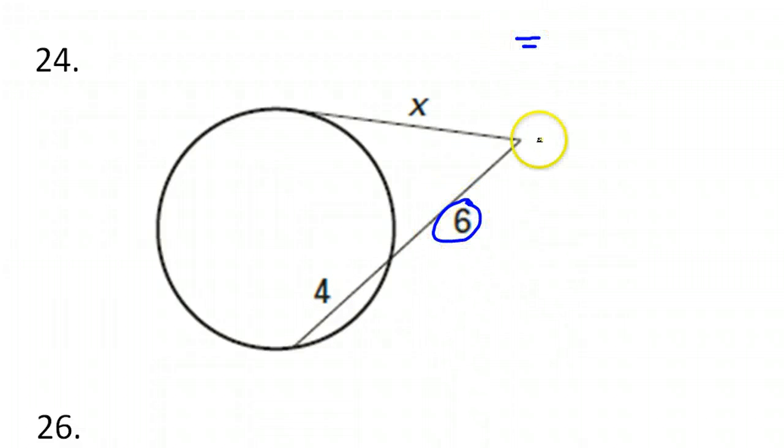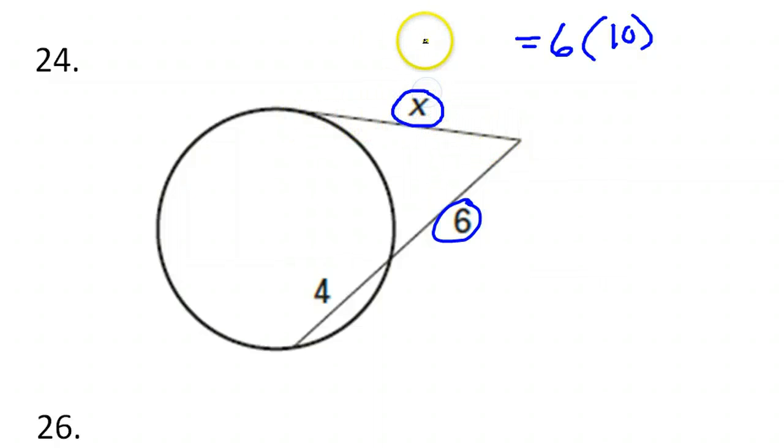Part times whole, you have to start with that 6 as the part, and then the whole is 10 because 6 plus 4. Now, the other segment here, clearly x is the outer part, so I'm going to start with that. But x is also the whole, because there is no other part. So part times whole becomes x times x, and that's the same thing as x squared.